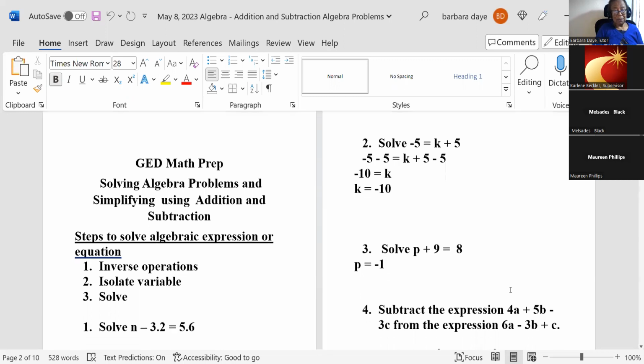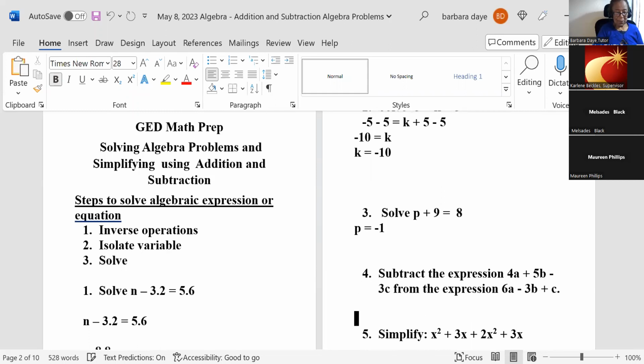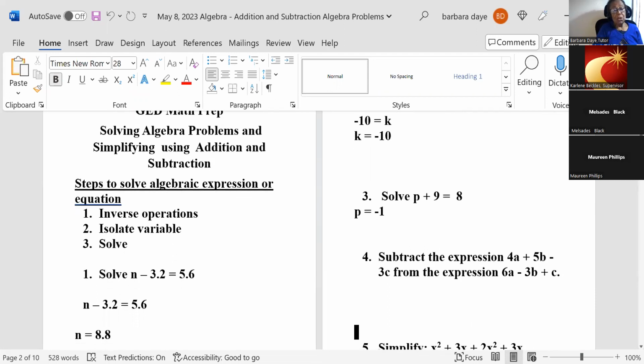Yes. Okay? All right. Now, I want you to do number 4. That's a subtraction. Number 4. Subtract the expression 4a plus 5b minus 3c from the expression 6a minus 3b plus c. Now you can line it up and subtract the like terms, or you can do it with mental math. Let me just put them here.